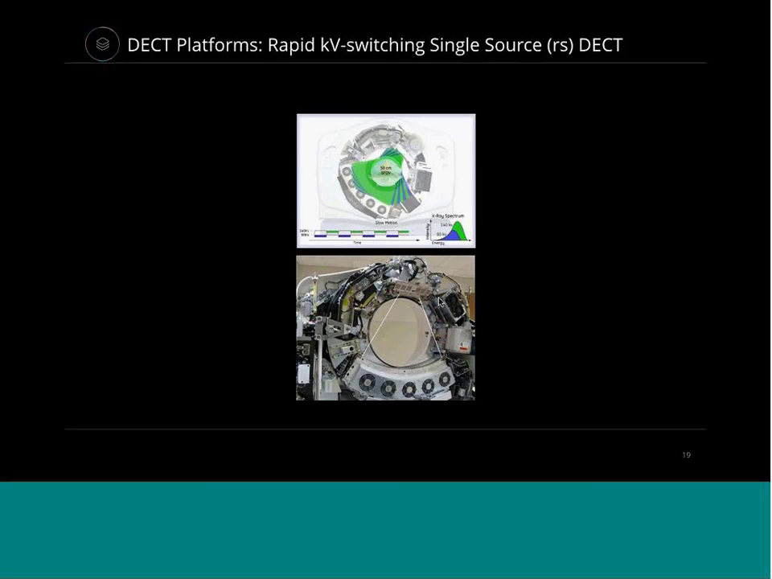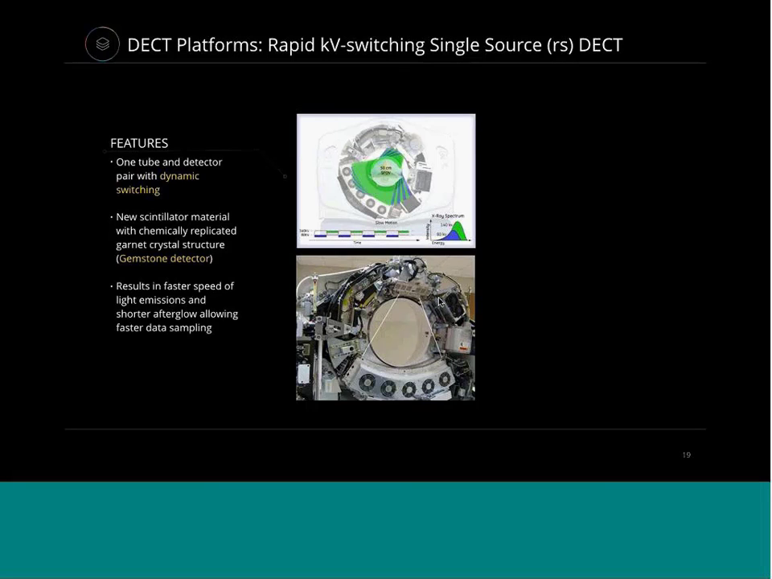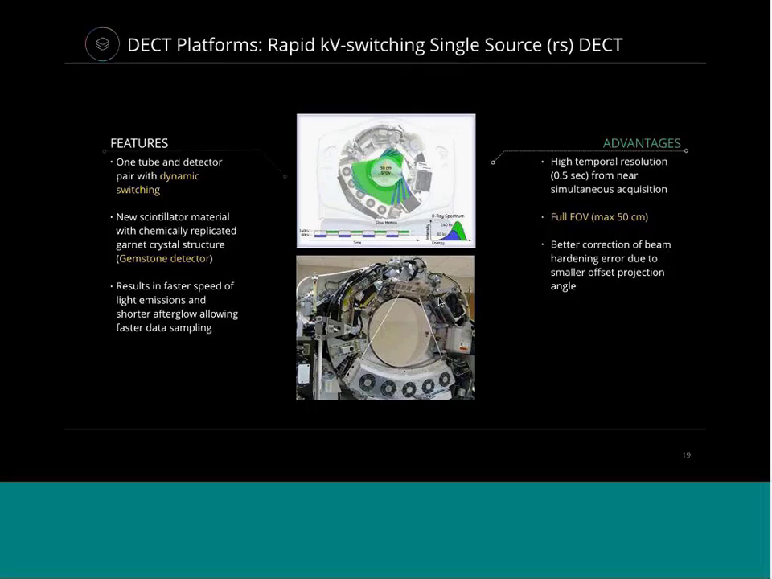This is the other vendor we have, GE, which does rapid kV switching. Okay, it switches back and forth between 80 and 140. It's dynamic switching. It has this nice scintillator crystal in its detector, so it has basically a faster speed of light emission. All that means is because it goes really quickly from 80 to 140, the detector can accommodate that. The advantage is you get the full field of view, 50 centimeters. You're not limited because you don't have two tubes. You have one tube that just goes back and forth. And because of that, that sort of field of view limitation is gone.